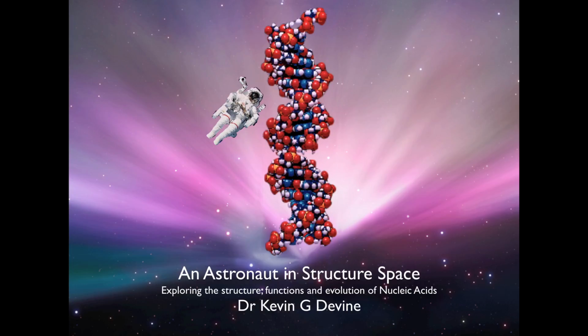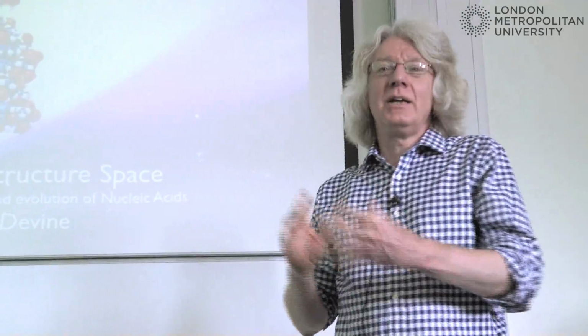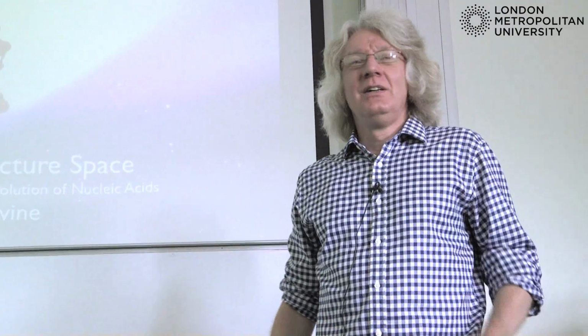Thank you for coming. The title of my talk is An Astronaut in Structure Space. By structure space, I mean molecular structure space. The great thing about being a chemist is we can make analogues of naturally occurring biological molecules and test their behaviors in the lab to see whether different types of biopolymer, in my case particularly nucleic acids, could show the same sort of behaviors and act as genetic molecules with the same fidelity as the naturally occurring nucleic acids, DNA and RNA.